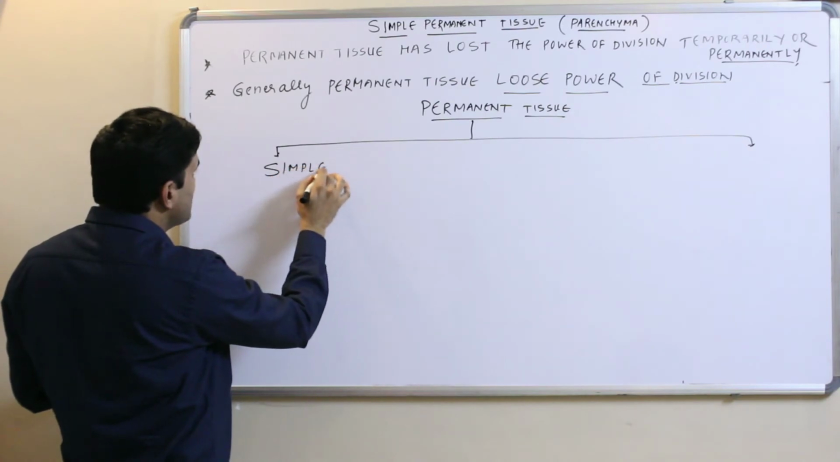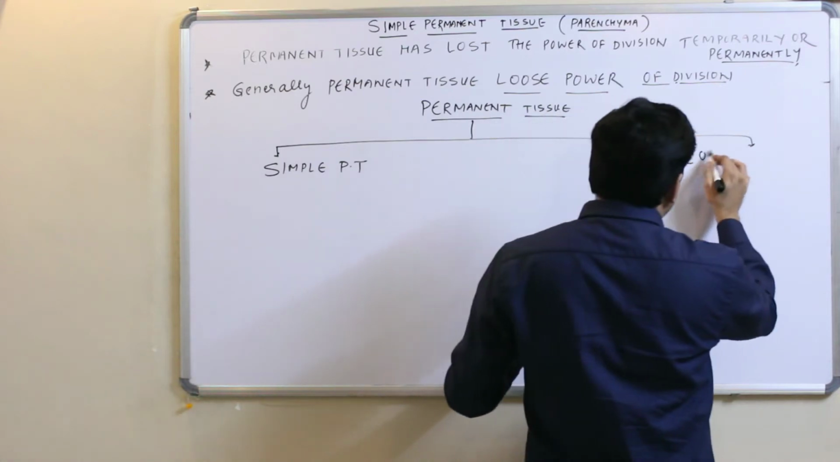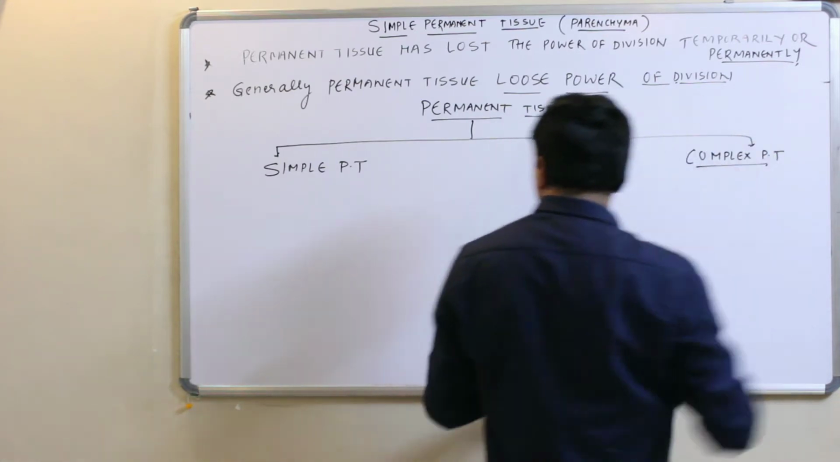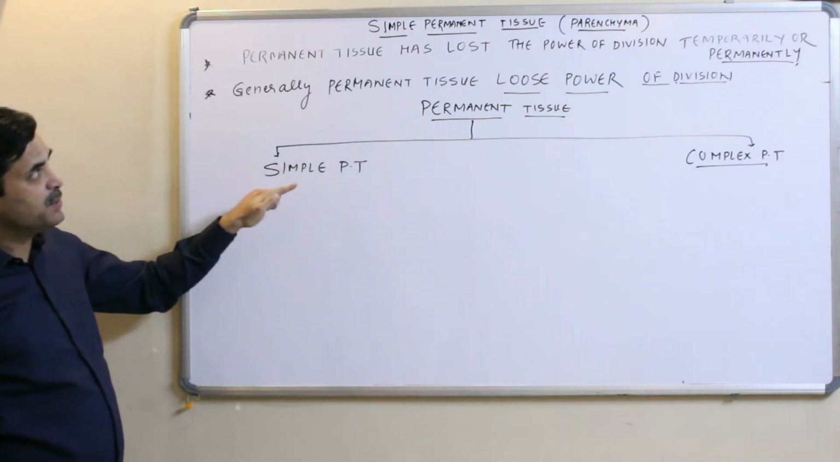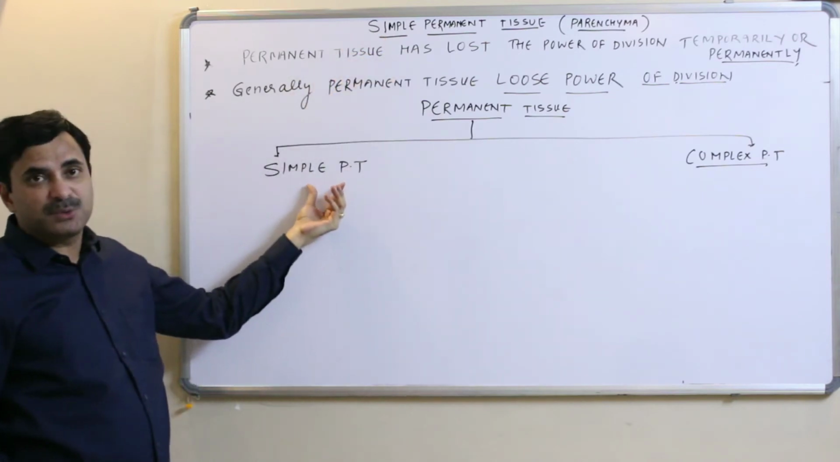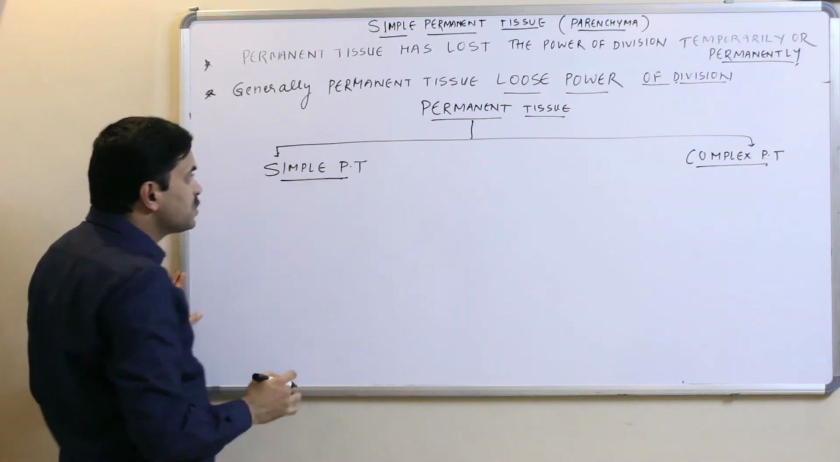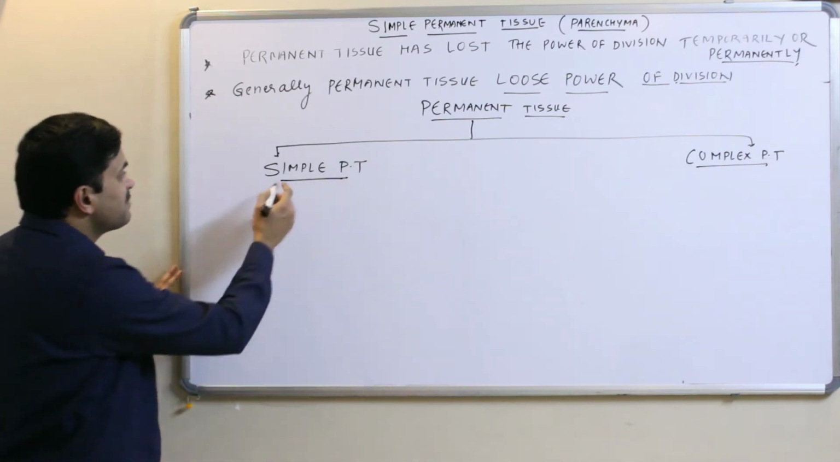One is known as the simple permanent tissue and another is known as complex permanent tissue. In this video, I will be discussing the simple permanent tissue. So now the question arises: why is this permanent tissue called simple?